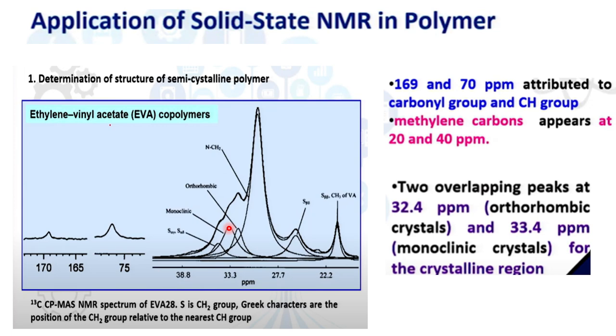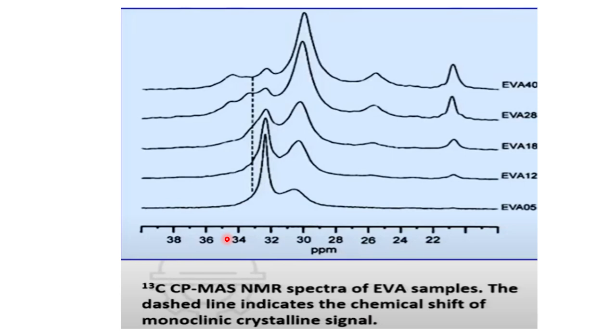Now for those two different crystals, you will get different peaks from the solid state NMR. So the first one at 32.4 is because of the orthorhombic, and the next one at higher ppm, 33.4, is due to the monoclinic type of crystalline morphology.